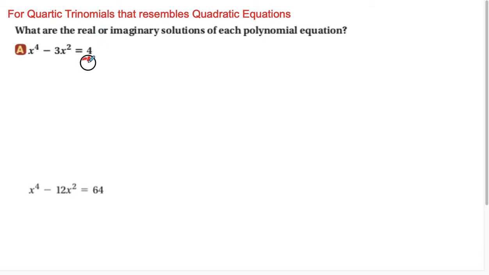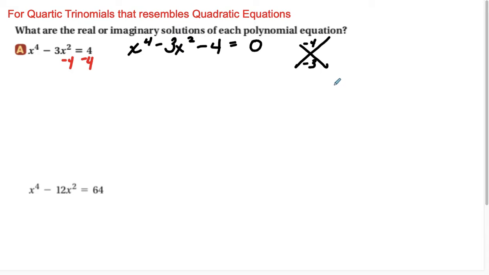Okay. All right, so the first thing I'm going to do is make sure everything is set equal to 0. I'm going to subtract 4 from both sides. So now that leaves me with x to the fourth minus 3x squared, and then minus 4 is equal to 0. Okay. Then believe it or not, from here, I'm going to use the x puzzle. So I'm going to place negative 4 at the top and then negative 3 at the bottom. Then I'm going to look for factors of negative 4 that, when you add them, equal negative 3. Okay, so one has to be positive 1 and then negative 4.